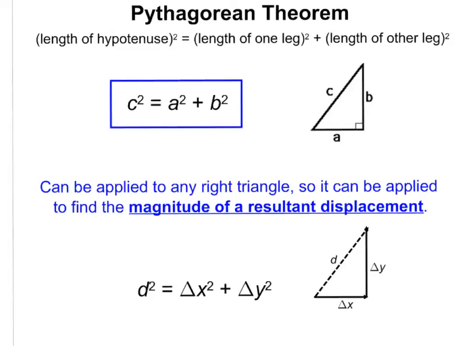In that case, we can use our Pythagorean Theorem, where the length of the hypotenuse squared, the hypotenuse, remember, is the side of the triangle that is directly across from the right angle, will equal the length of one leg squared plus the length of the other leg squared. And these legs are the ones that form the right triangle. So our formula would be c squared equals a squared plus b squared. It can be applied to any right triangle and only a right triangle.